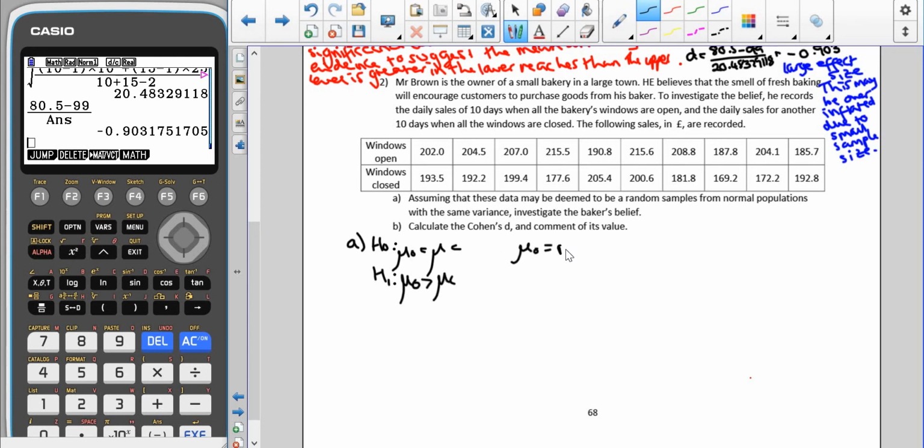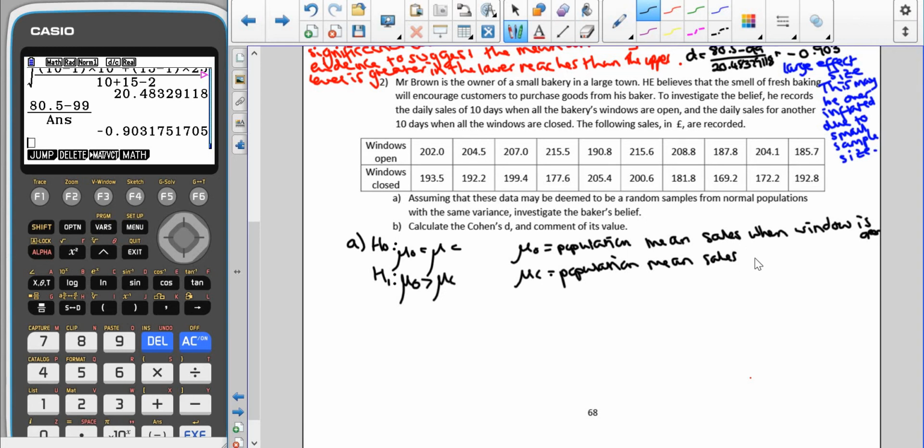So where mu O is the population mean sales when the window is open. And mu C is going to be the population mean sales when the window is closed. So then we have to find the information that we need. So we're going to have mu O and mu C.